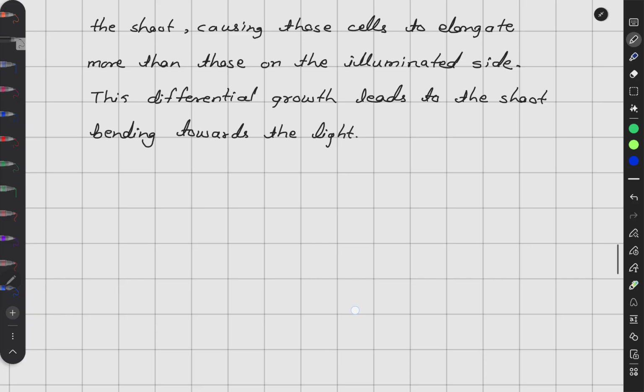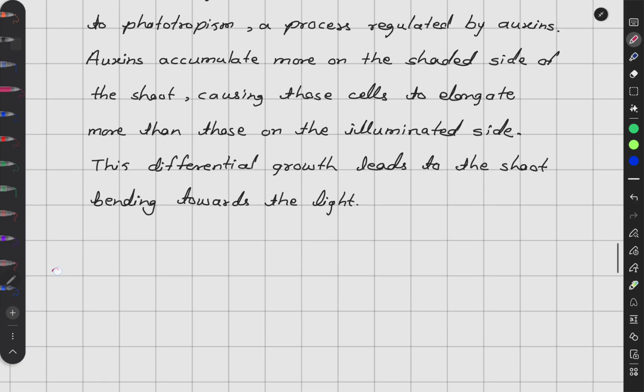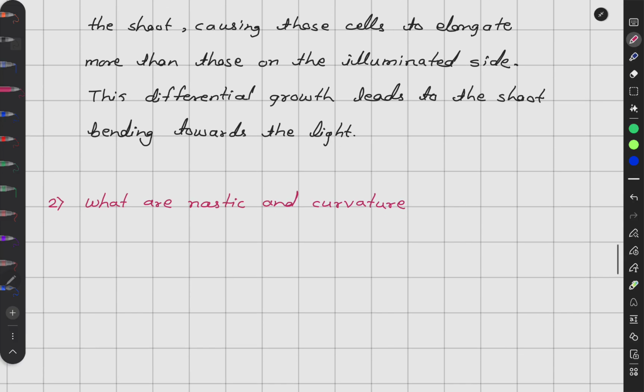The second question is: what are nastic and curvature movements? Give one example of each.